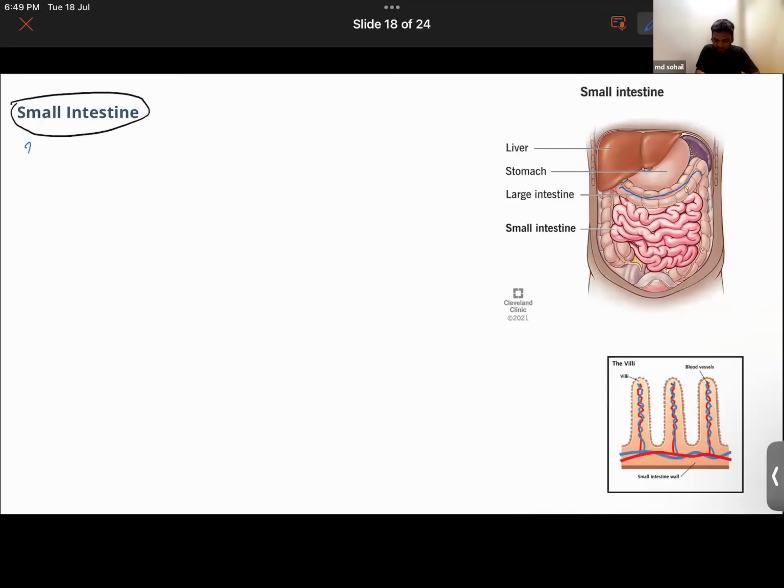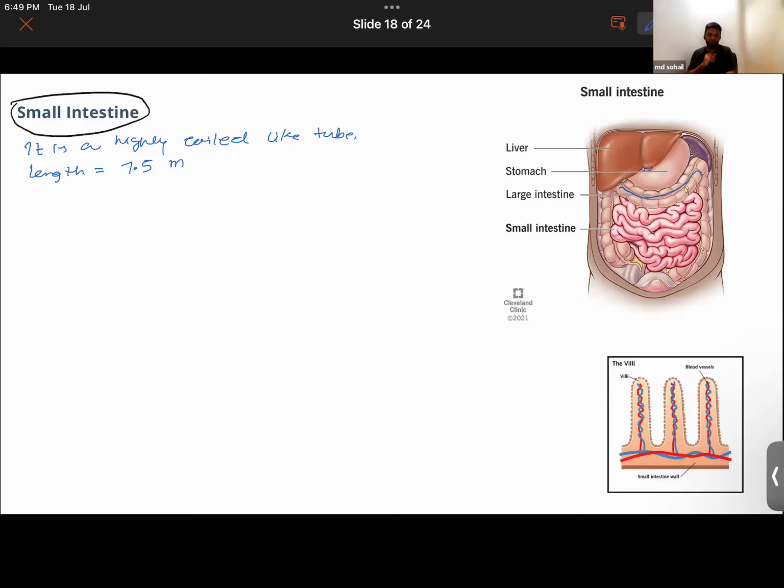So the first thing is that it is a highly coiled tube. What is the length, guys? 7.5 meters. That is its length. Now the small intestine is a very narrow tube, and it is receiving secretions from the liver and pancreas.